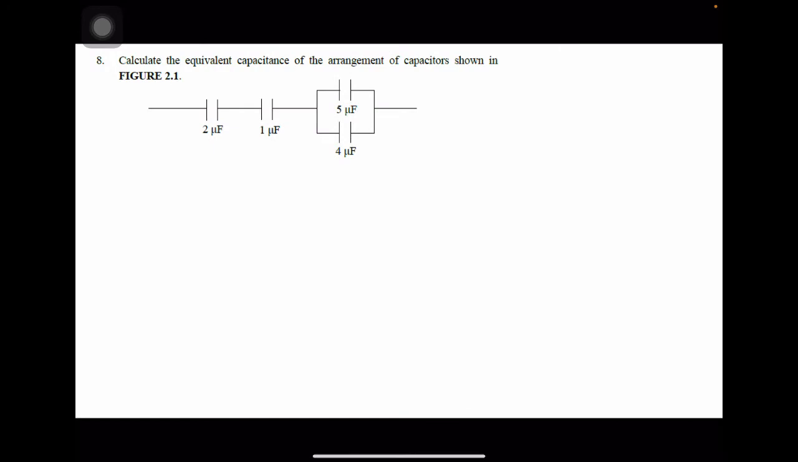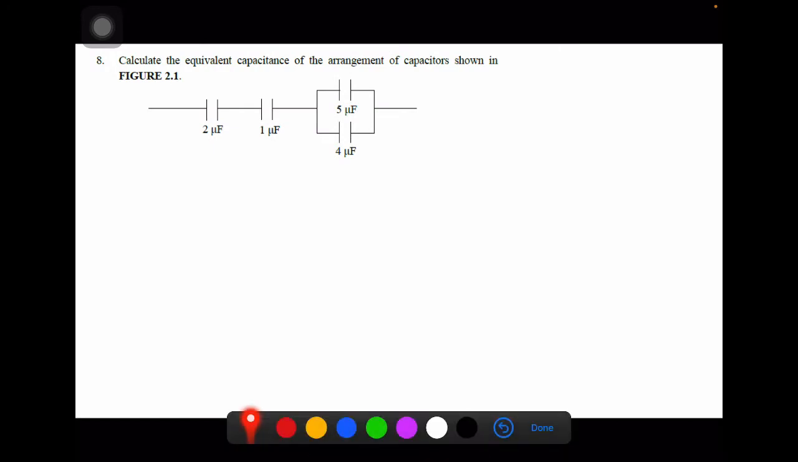Question number 8. Calculate the equivalent capacitance of the arrangement of capacitors shown in figure 2.1. Normally in exam, the question wouldn't be straightforward. What they might do is try to complicate things by putting a combination of series and parallel in one circuit. But don't worry. To answer it, you just have to do it step by step.